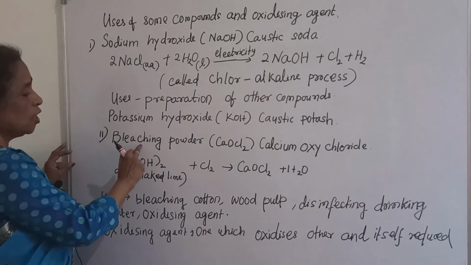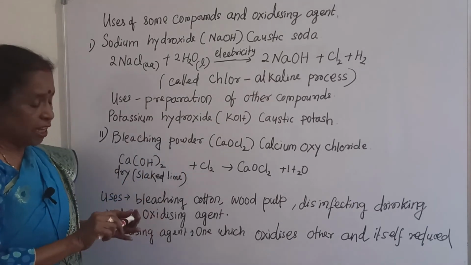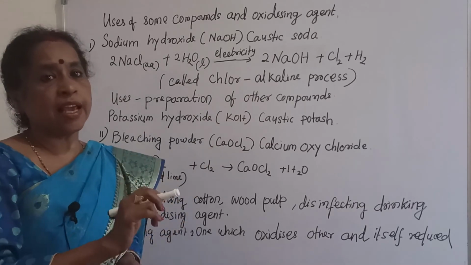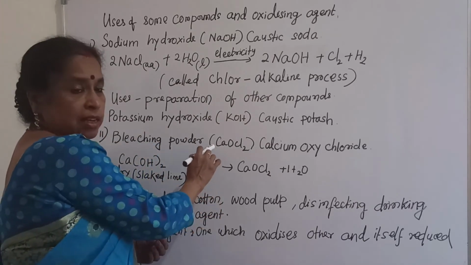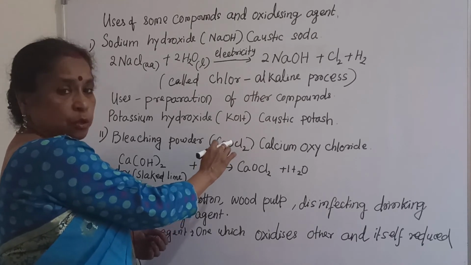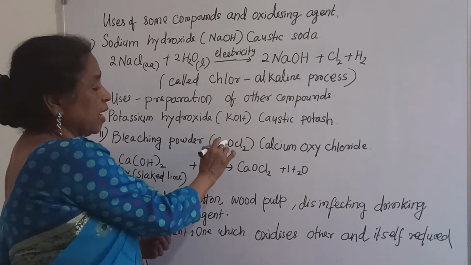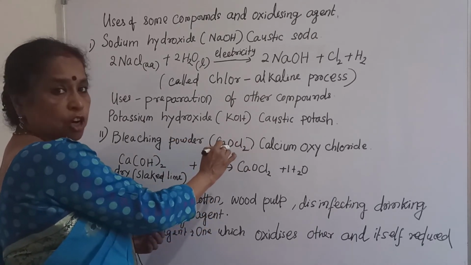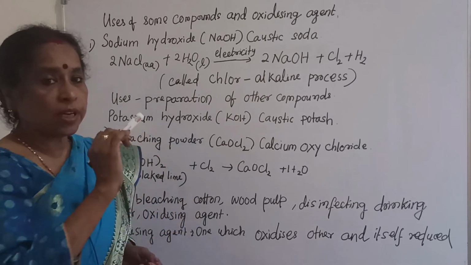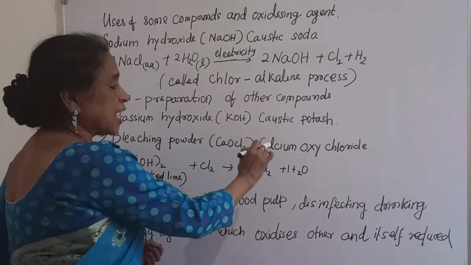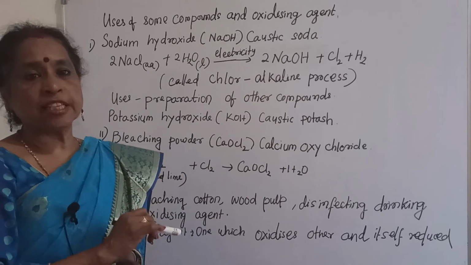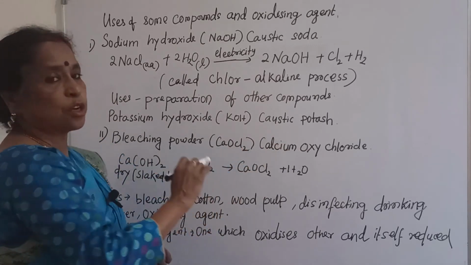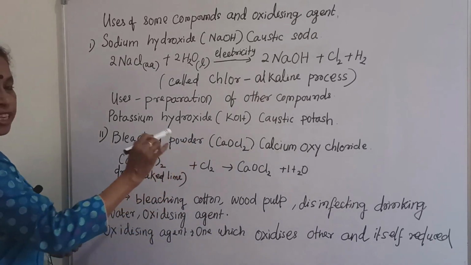Then next we come to bleaching powder. Generally we use bleaching powder, and the formula is CaOCl2. What is Ca? Calcium. O, oxygen. Cl, chlorine. So CaOCl2 is called calcium oxychloride. What is the name of the bleaching powder? Calcium oxychloride. Bleaching powder is the commercial name, and calcium oxychloride is the actual name in chemistry.